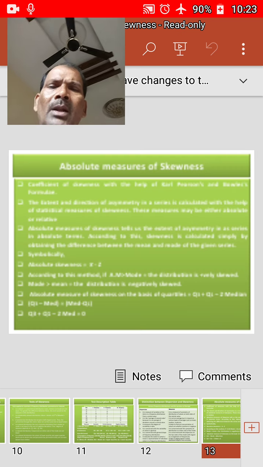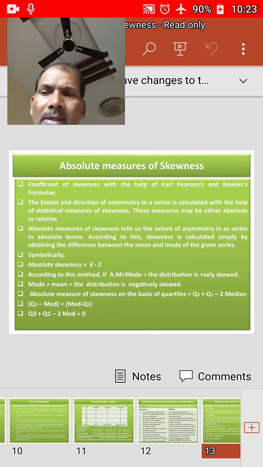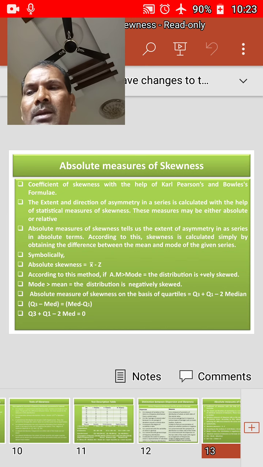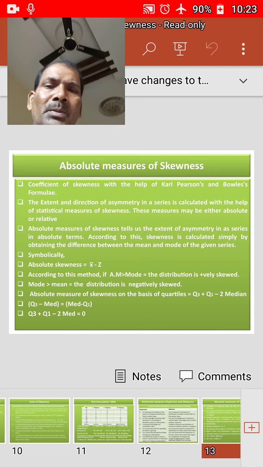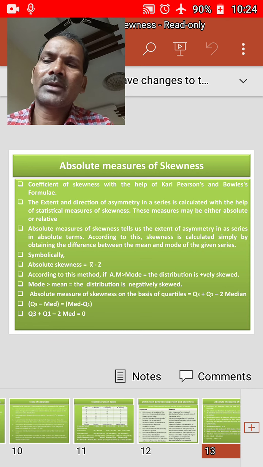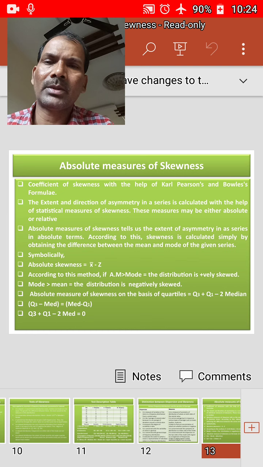Now we will discuss absolute measure of skewness. Having seen the theoretical and graphical presentation of skewness, now an attempt is made to calculate the coefficient of skewness with the help of Karl Pearson and Bowley's formula. The extent and direction of symmetry in a series is calculated with the help of statistical measures of skewness. These measures can be absolute or relative. Absolute measures of skewness tell us the extent of asymmetry in a series in absolute terms.